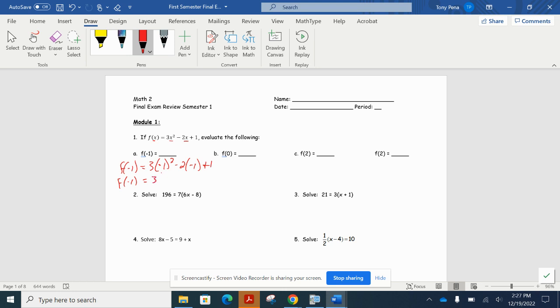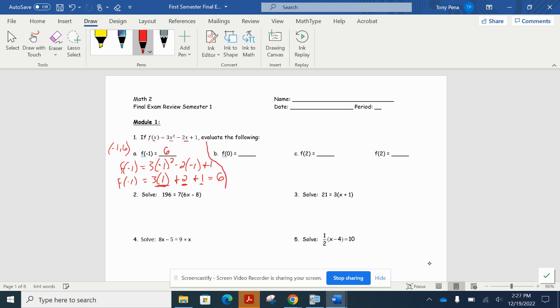We do exponents first. A -1 squared is a 1. -2 times a -1 would be a +2, and then plus that 1. So what we really have here is a 3 plus a 2 plus a 1. Add those together, and we get 6. So f of -1 is going to be a 6. What that then really means is that the point -1, if we wrote this as a point, has an x-coordinate of -1 and a y-coordinate of 6. All right.